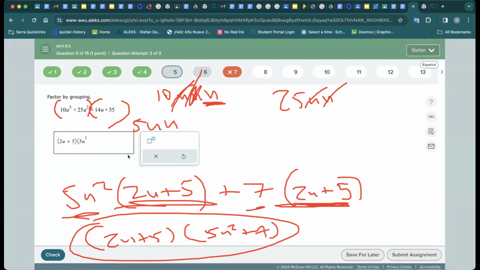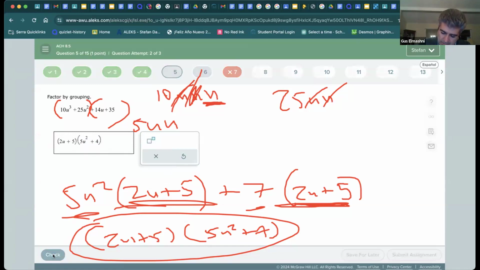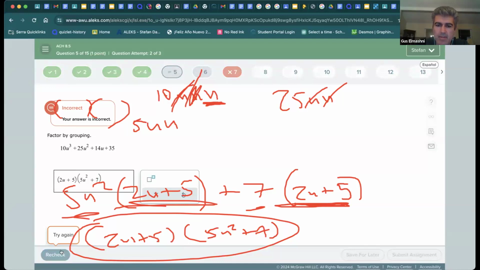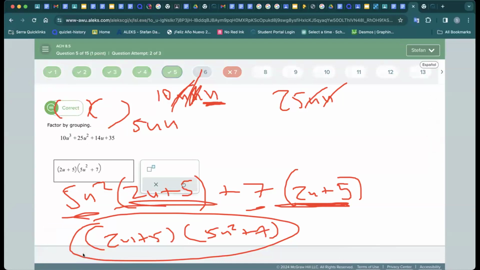Sorry if I'm going slow, that's my second time ever doing this. No, it's all right. That's what you gotta do. Am I supposed to put plus? Or what did I do wrong? Right, 2u plus 5 and 5u squared plus 7. You put plus 7, yeah, exactly, because there's a 7. Oh yeah, that makes sense.